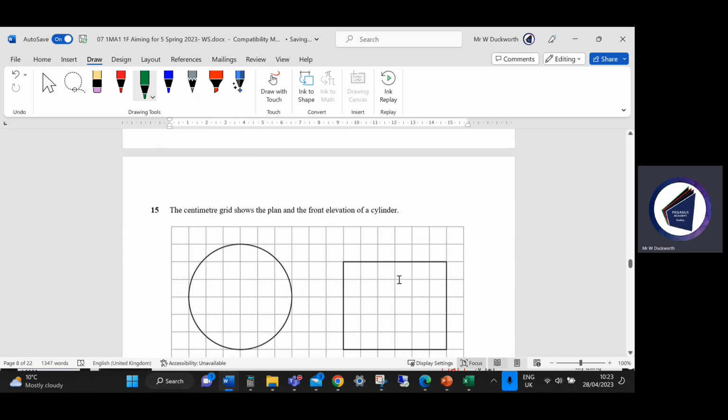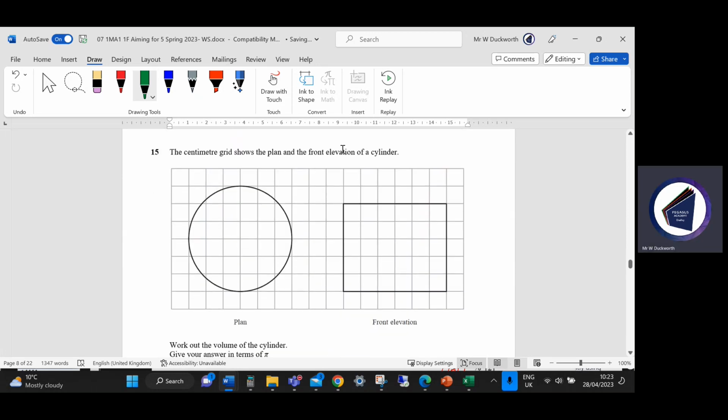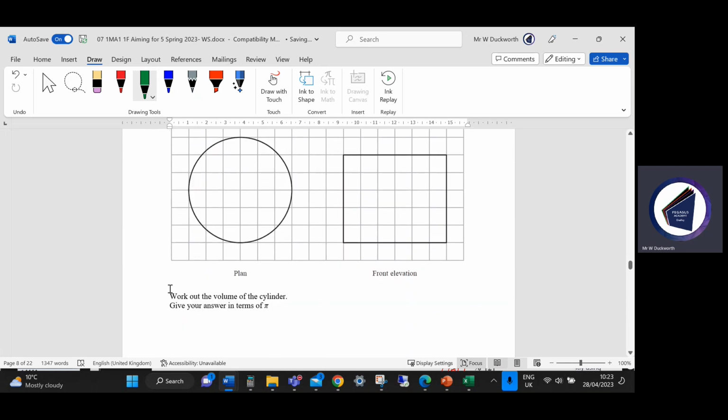Right, question 15 then. Centimeters show the plan and front elevation of a cylinder. Work out the volume of the cylinder. So the volume of the cylinder is going to be equal to the area of the circle, which would be pi r squared, times by the height of the cylinder, which we'll come back to in a second.